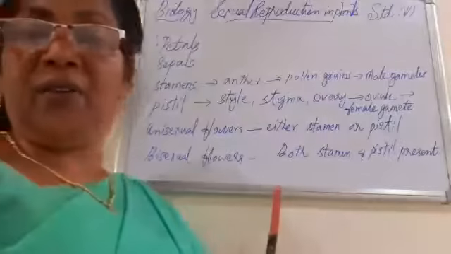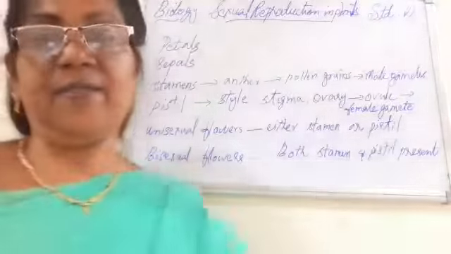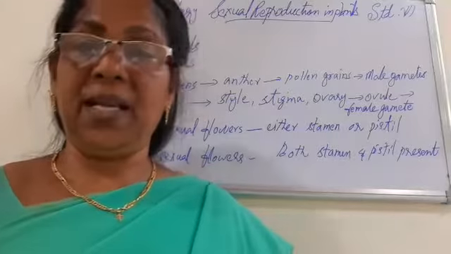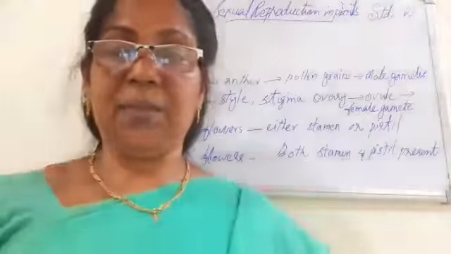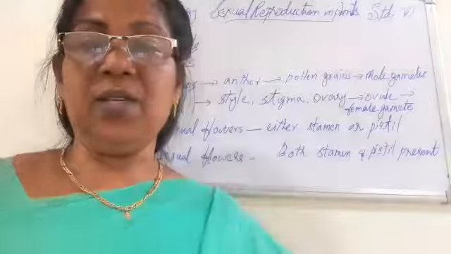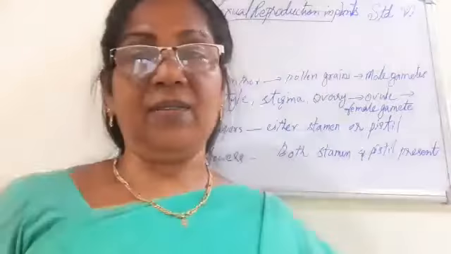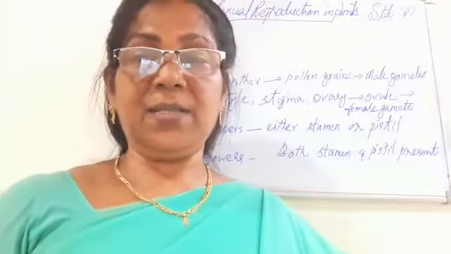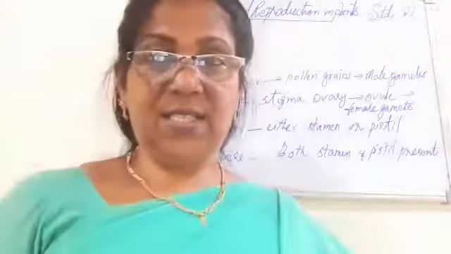The next type of flower is bisexual flowers. For unisexual flowers, examples are pumpkin, papaya, etc. In pumpkin and papaya, there are two different types of flowers, male flowers and female flowers. Male flowers bear only stamens and female flowers bear only pistils.